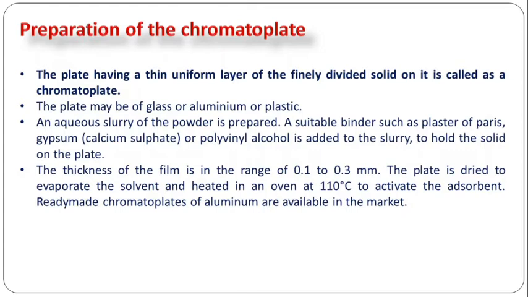The plate is dried to evaporate the solvent and heated in an oven, at 110 degrees Celsius, to activate the adsorbent. Ready-made chromatoplates of aluminum are available in the market. So the thin film we generate using this slurry, which we prepare in the volatile solvent and by using plaster of Paris, that thin film should be generated on the plate we are using for the TLC.